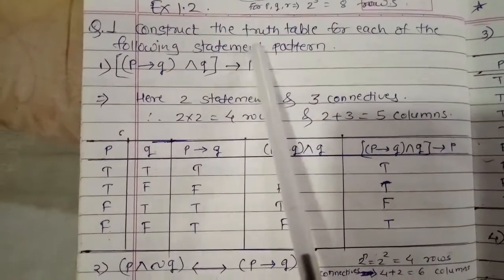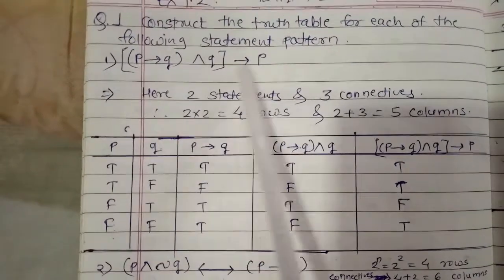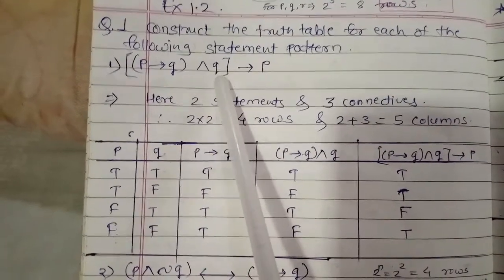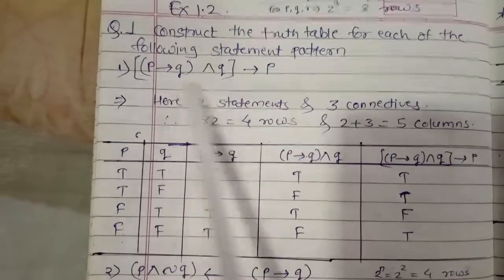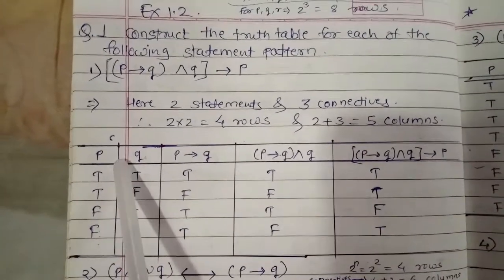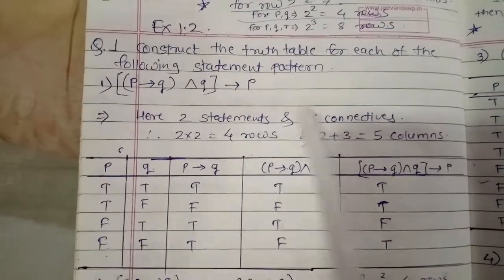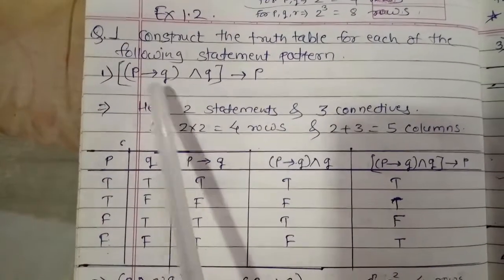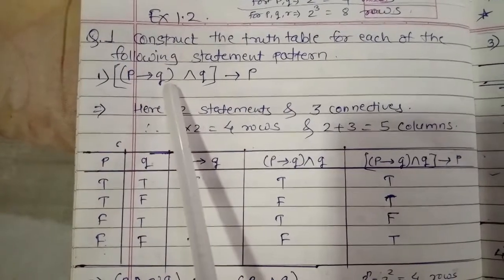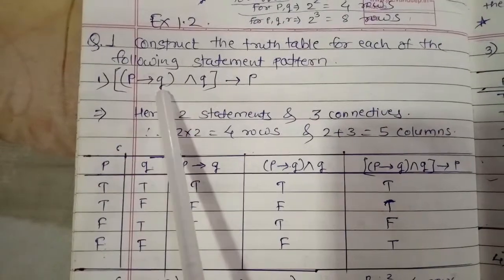You are asked to construct the truth table for each of the following statement patterns. This is the statement pattern, that is P conditional Q, conjunction Q and conditional P. We have to draw the table for this. In the table we have to maintain some rows and some columns. How can we write this? See how many statements there are. P is one simple statement and Q is a simple statement. So there are only two simple statements, that is P and Q.